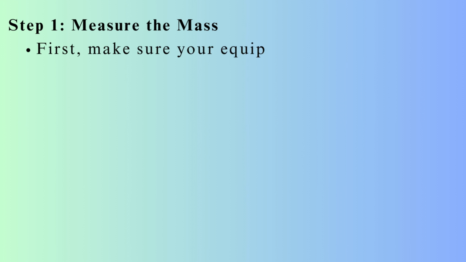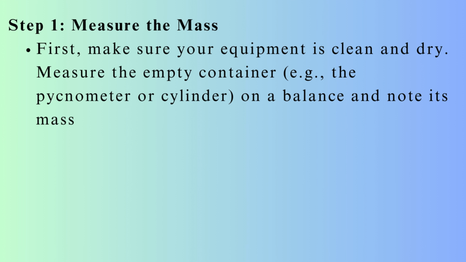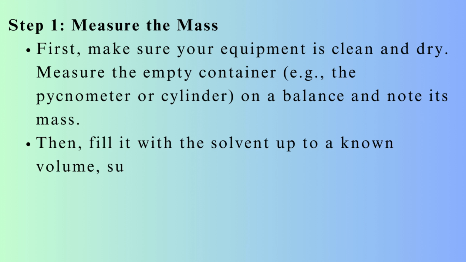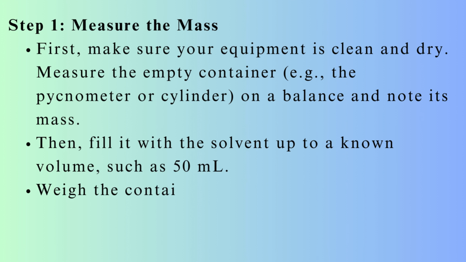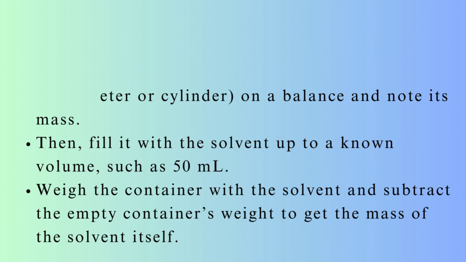Step 1. Measure the mass. First, make sure your equipment is clean and dry. Measure the empty container, e.g., the pycnometer or cylinder, on a balance and note its mass. Then, fill it with the solvent up to a known volume, such as 50 milliliters. Weigh the container with the solvent and subtract the empty container's weight to get the mass of the solvent itself.